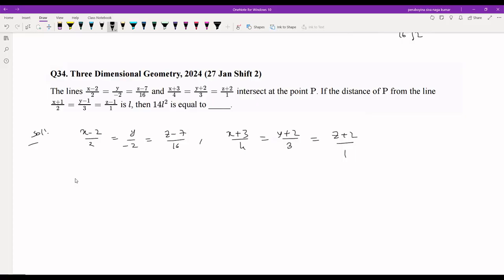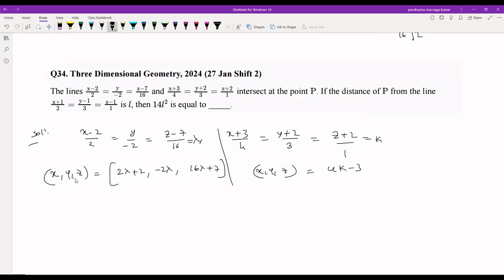Okay. And say the first one is lambda and the second one is k. Then x, y, z of any point on this line can be 2 lambda plus 2, minus 2 lambda, 16 lambda plus 7. And any point on the second line can be x, y, z: 4k minus 3, 3k minus 2, and k minus 2.